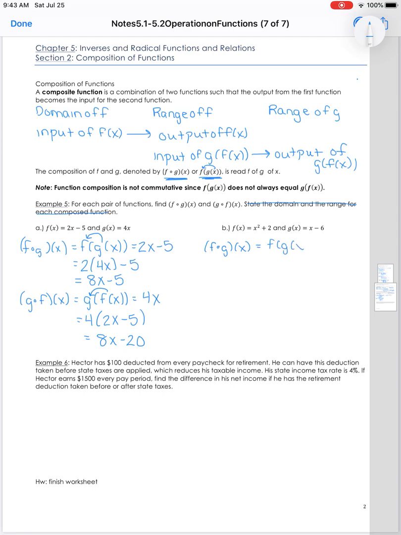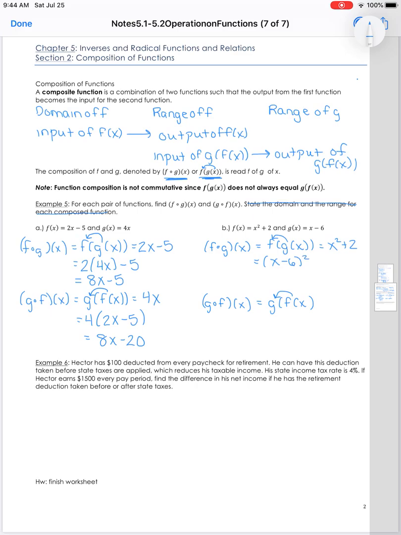For g of f of x, now the f of x is going into the x in the g of x function. So instead of writing 4 times x, you're going to write 4 times 2x minus 5. And again, you're going to distribute, and you get 8x minus 20. So you can see they're similar, but they're definitely not equal to each other. So don't assume that they're going to be the same.